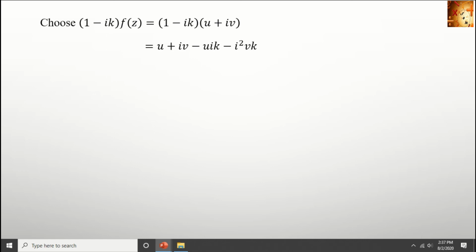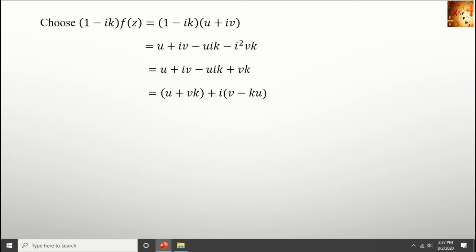On simplification we get u plus iv minus uik minus i square vk. What is i square? Minus 1. So u plus iv minus uik plus vk. Clubbing the real part and imaginary part, we get (u plus vk) plus i into (v minus ku). In the previous part, v minus ku is equal to 0.